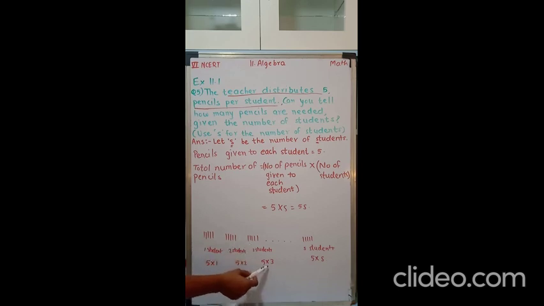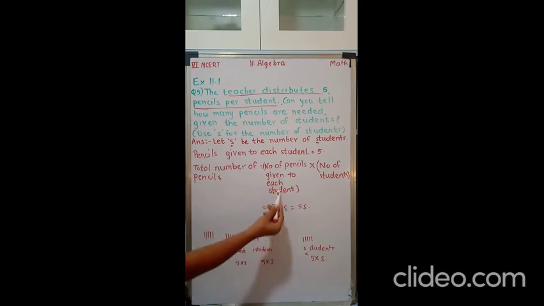So 3 into 5 is what? 15. Likewise, if there are S students, it will be 5 into S. And so the number of pencils given to each student is 5 into S. So the answer here will be 5S. And that is the answer.